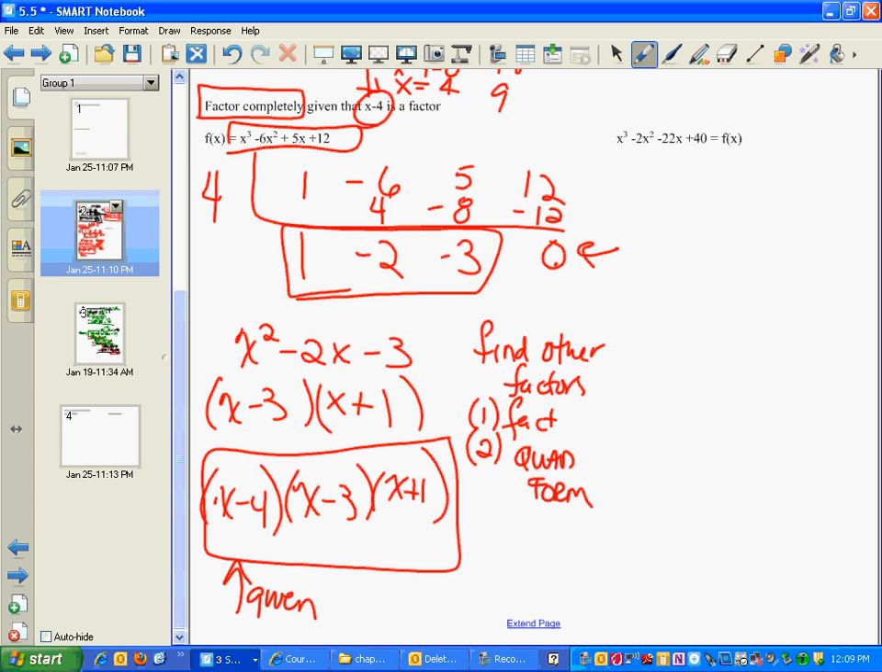Making some sense? We good with this? All right, you do the next one. Because I said factor completely, given x minus 4 is a factor. So this is factored completely down here.